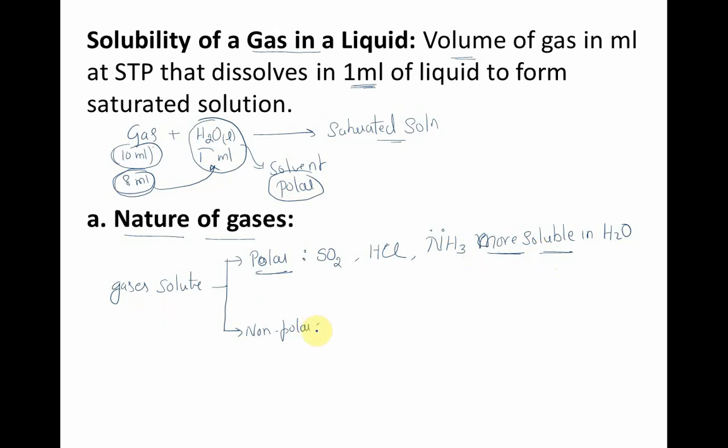If I take non-polar gases such as oxygen, nitrogen, hydrogen, helium, argon, these are all non-polar gaseous solutes which are less soluble in water. Solubility of oxygen in water may be less, but it is enough for the respiration of aquatic life under water.